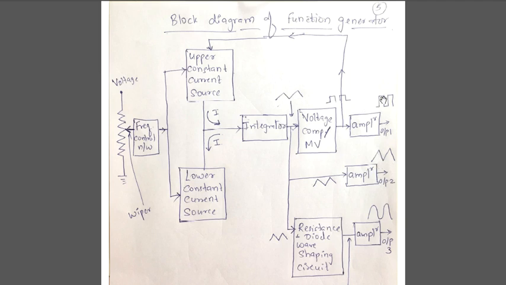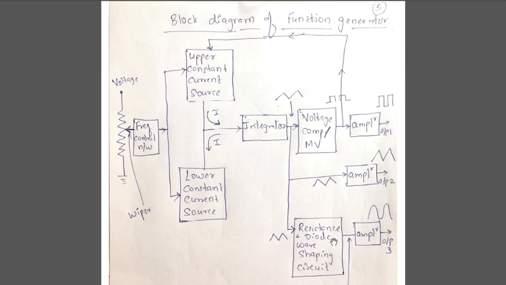So we've already obtained the square waveform and the triangular waveform. Now the next job of the function generator is also to obtain a sine waveform. To obtain a sine waveform, this triangular waveform is also given to this particular block. Let's see what is written here.